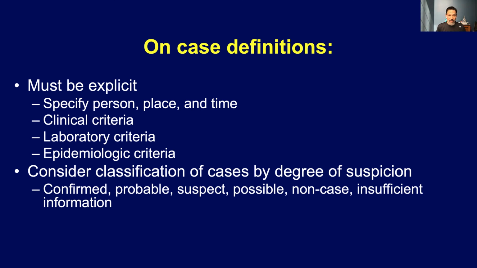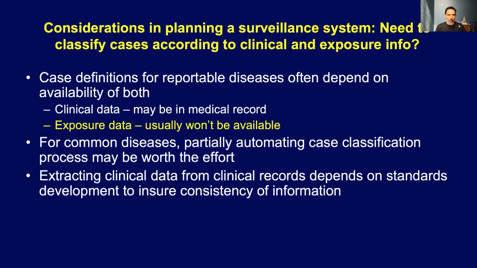The lab data might come later, but they want physicians and providers to pick up the phone and call immediately, even just on suspicion. So you can have degrees in your surveillance system. You can classify your cases according to the information that you have on hand. We'll see some examples of those.